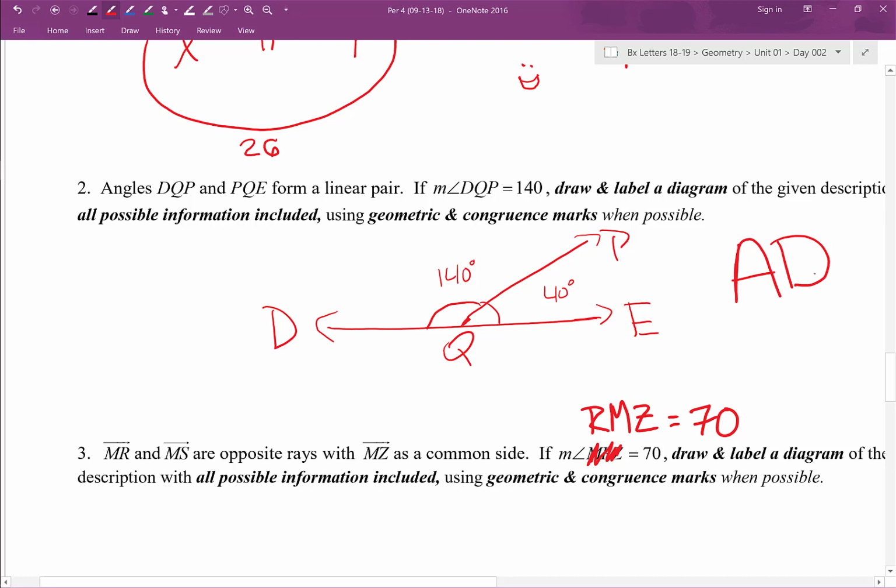Be careful, you'll drop the tablet. So then, here's this. Wait, I want to write something. I'm serious about this symbol. That is a ray. Ray and ray MS are opposite rays. Oh, because it equals 180.